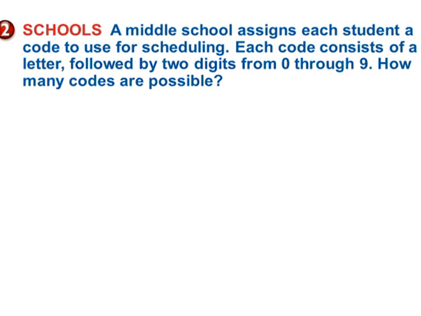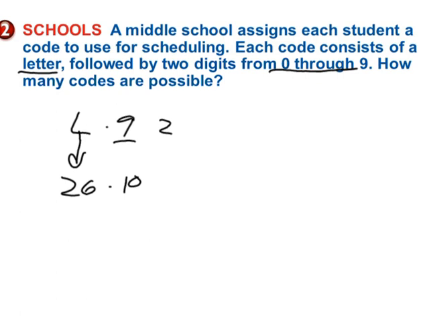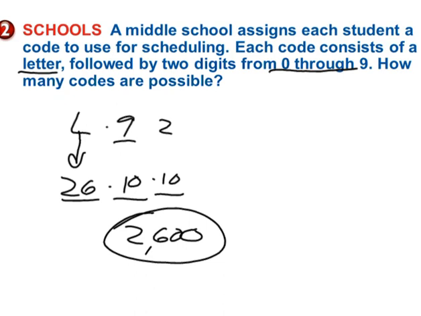A middle school assigns each student a code to use for scheduling. Each code consists of a letter followed by 2 digits from 0 through 9. So it would be a letter, say the letter L, then the next entry would be 9, for example, and 2 for the last one, so it'd be L92. For letters to choose from, there's 26 different letters. For the first digit, there's 10 different digits to put there, and for the second one, there's 10. So 26 times 10 is 260, times 10 is 2,600 different codes that could be used for identifying middle school students in that school.